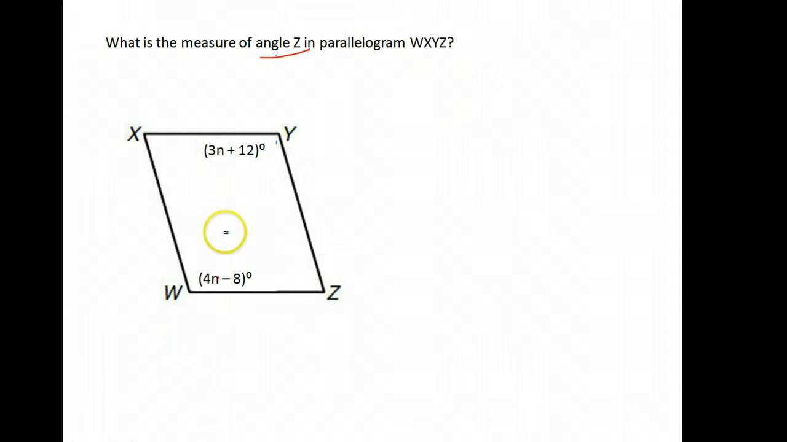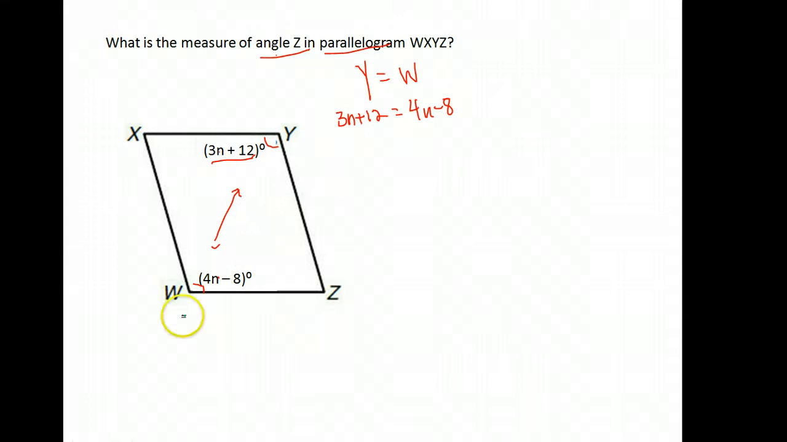Okay, so let's begin. What do we have here? We have an angle and an angle. They are opposite each other, and it does say it's a parallelogram. We know opposite angles in parallelograms are congruent, so that means that angle Y must be equal to angle W, which also means that this 3n plus 12 would have to equal the 4n minus 8. We want to solve for n.